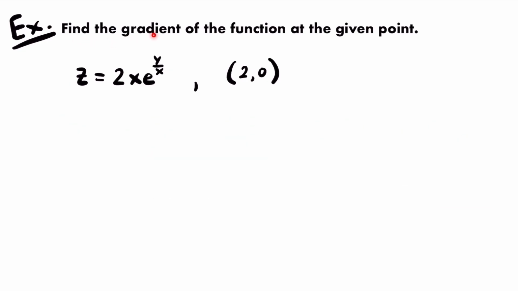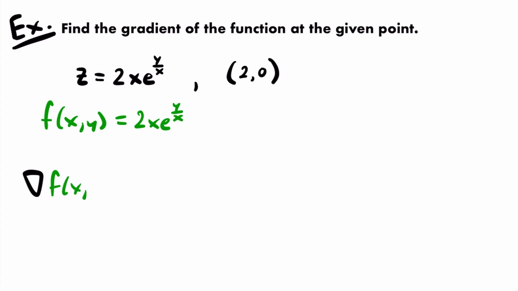Next up, we want to find the gradient of this function at the given point. Our function is z is equal to 2x times e to the power of y divided by x, and the given point is the point (2, 0). All right, so z is defined as a multivariable function of two independent variables. So you could view it as f of x, y is equal to 2x times e to the power of y divided by x. And so then from that, you can find the gradient of that function by taking the partial derivative with respect to x and making that the x component of that vector, and then adding that to the partial derivative with respect to y, and that will be the y component.